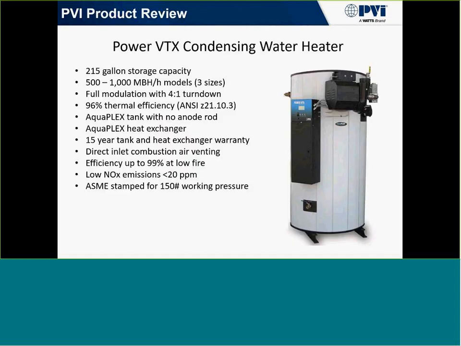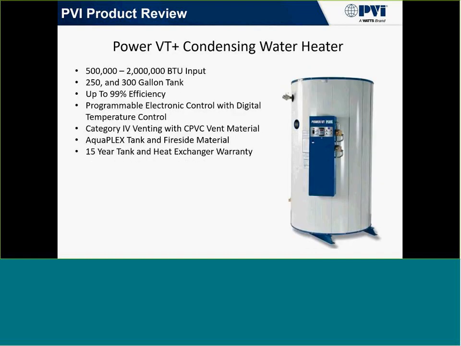We can also go with an offering of Power VTs or Power VTX. It's 96% efficient. We can also go up to 1 million BTUs on that one. The difference is we bump it up to 215 gallons of storage, but it will also go up to 99% at low fire. The Power VT Plus, we can also go up to 99%, but now we can go up to 2 million BTUs. We have 250 gallons of storage and 300 gallons of storage.